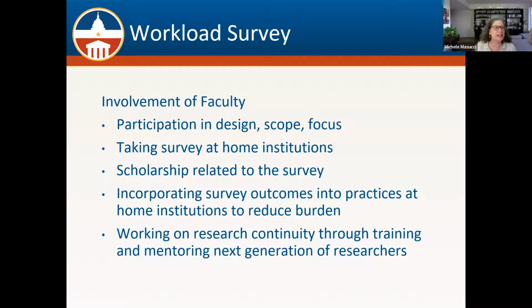Again, let me pause and see if anybody wants to add anything. If I'm missing something in terms of the involvement of faculty, I'm happy to have additional things, but those are just some ideas that I wanted to share with you about why it matters for us, and especially for those of you who may be new to the conversation about the faculty workload survey, why it is such a central activity for the faculty committee.